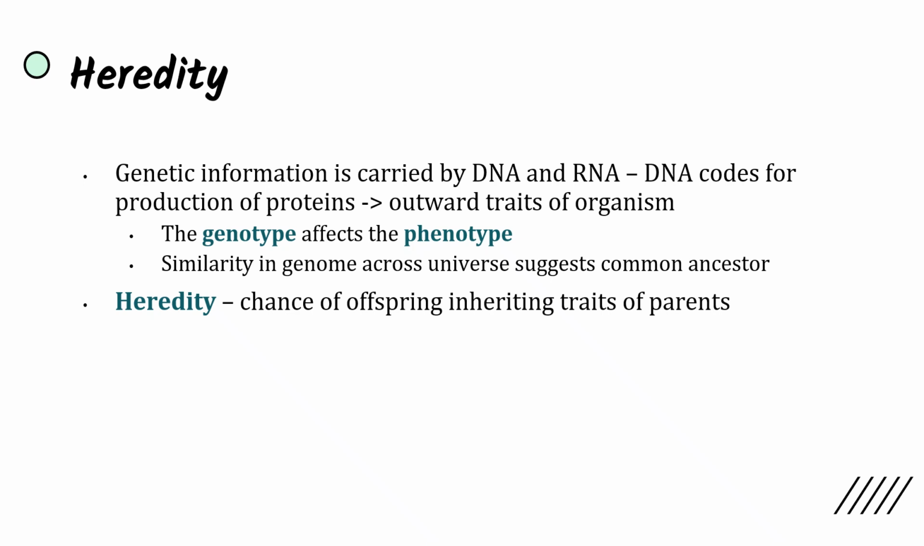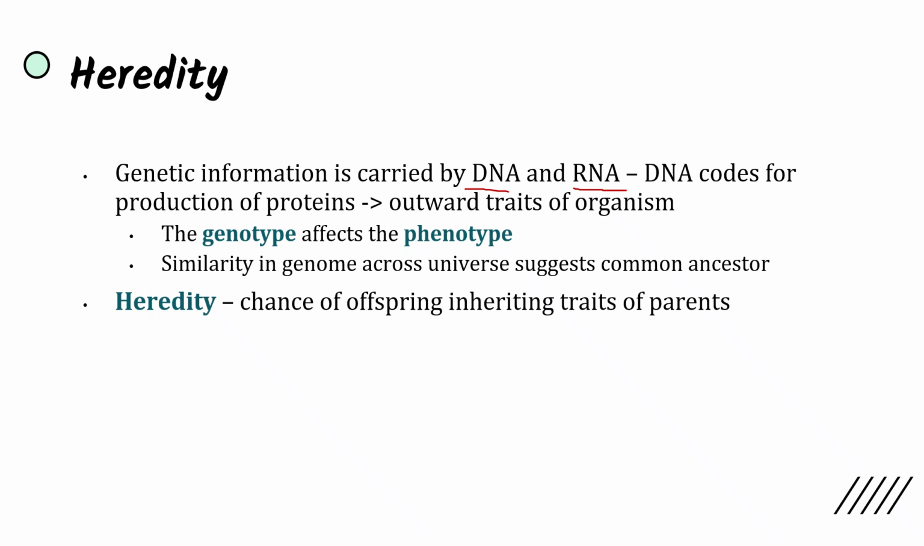As we mentioned back in Unit 1, talking about macromolecules, and then in Units 4 and 5, discussing mitosis and meiosis, genetic information is carried by DNA and RNA. These are our nucleic acids, and DNA codes for the production of proteins. And whatever proteins are produced lead to whatever outward traits an organism expresses, the appearance of the organism. We can also phrase this concept as the genotype or the genome affecting the phenotype or outward appearance.